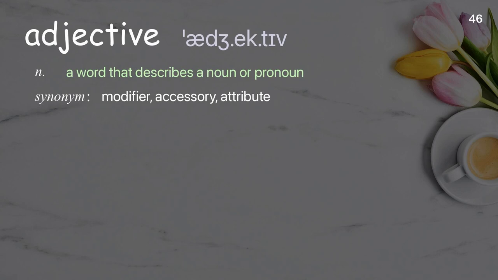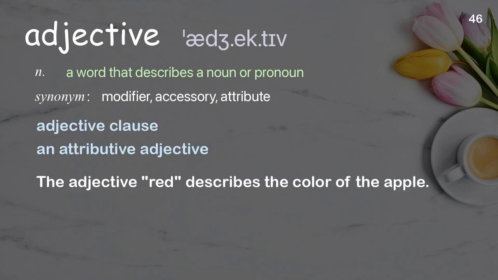Adjective. A word that describes a noun or pronoun. Examples: adjective clause, an attributive adjective. The adjective red describes the color of the apple.